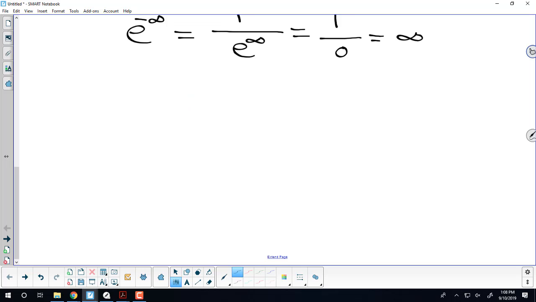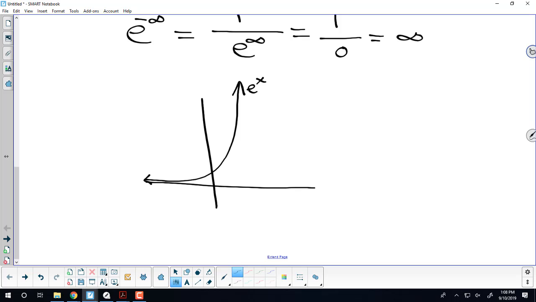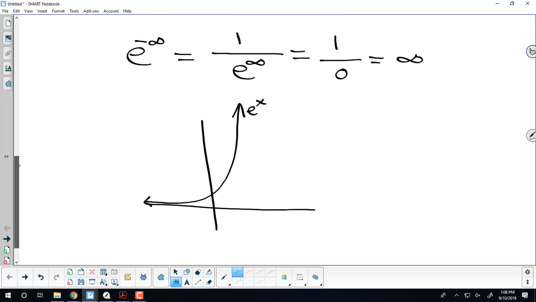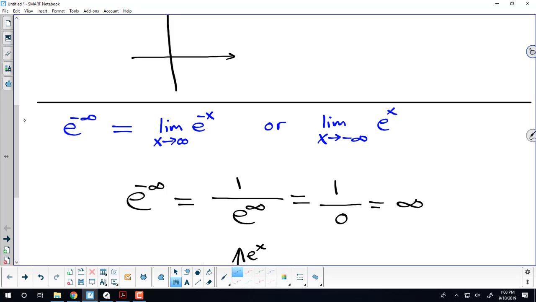And if you think about just the graph of e to the x, as I approach negative infinity, it approaches 0. So there's a couple of ways to think about it. In practice, you're probably going to use the first strategy, because when you are computing limits, a lot of times we are plugging stuff in directly. But either way is sufficient. Any other questions or comments about this problem?